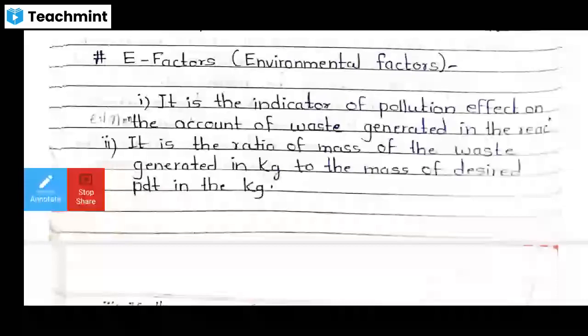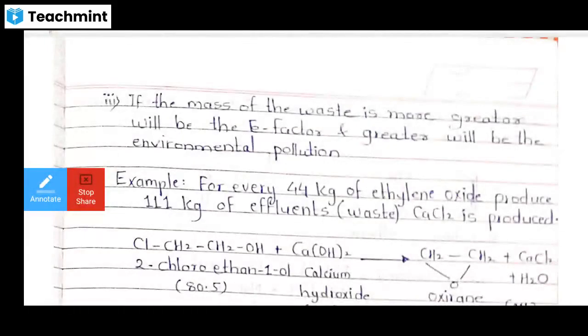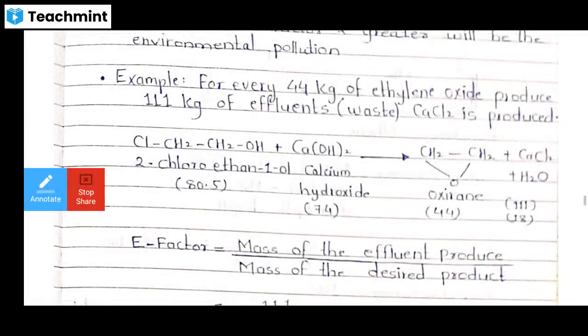It is the ratio of the mass of the waste generated in kg to the mass of the desired product in kg. So if the mass of the waste is greater, the E factor will be greater. When the mass of the waste is more, the E factor will be greater, and greater will be the environmental pollution. So how to calculate the E factor?